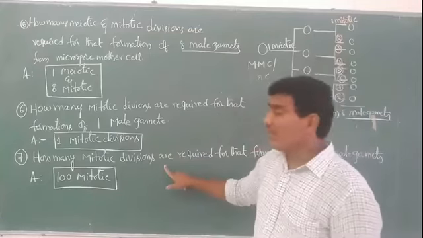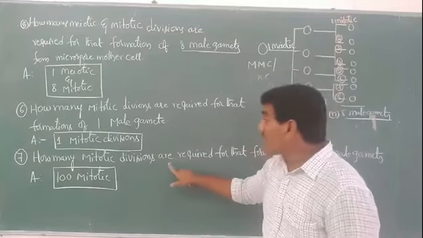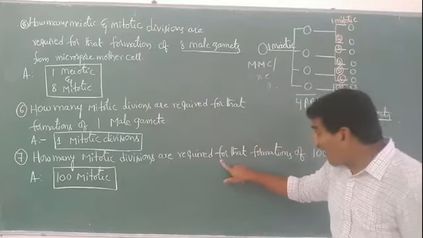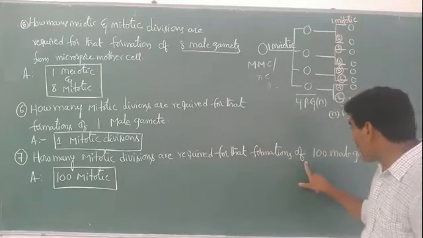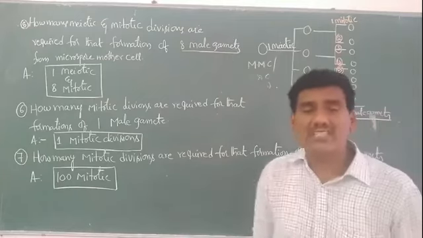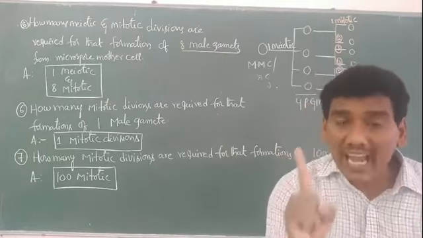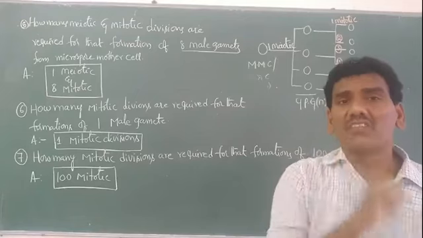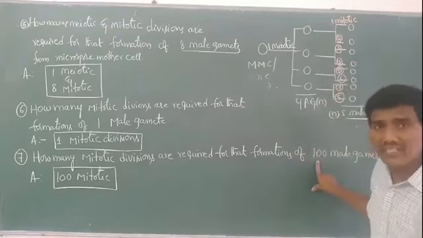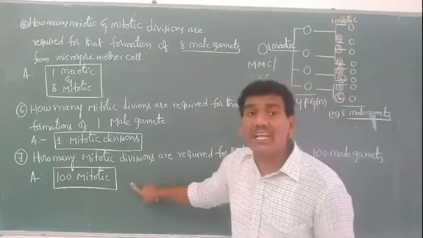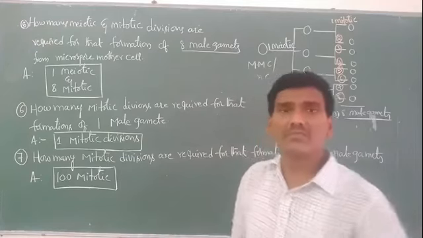Seventh question: how many mitotic divisions are required for the formation of 100 male gametes? 1 male gamete, 1 mitotic division. 100 male gametes, 100 mitotic divisions are required.